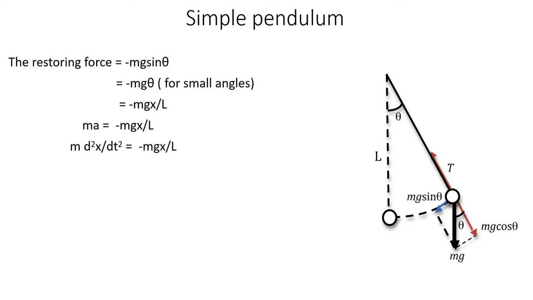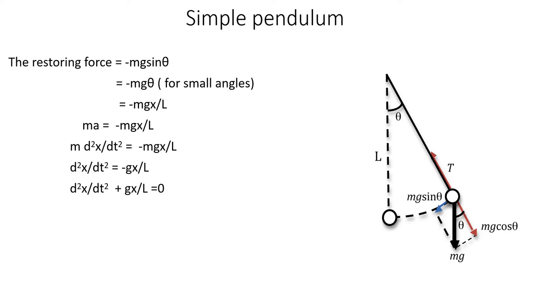Again, instead of acceleration we can write the second derivative of displacement. So we can write m into d square x by dt square equal to minus mg into x by L. M can be cancelled. What you will get is d square x by dt square equal to minus gx by L, or we can write d square x by dt square plus gx by L equal to 0.